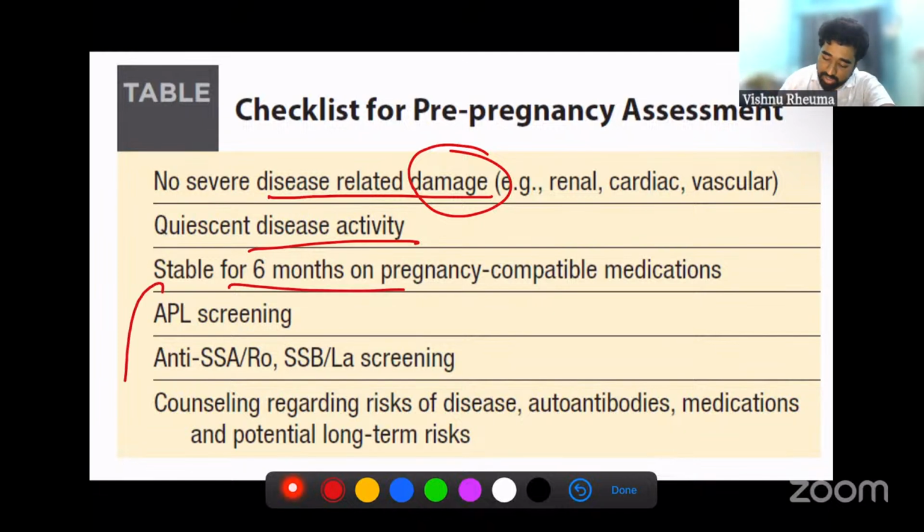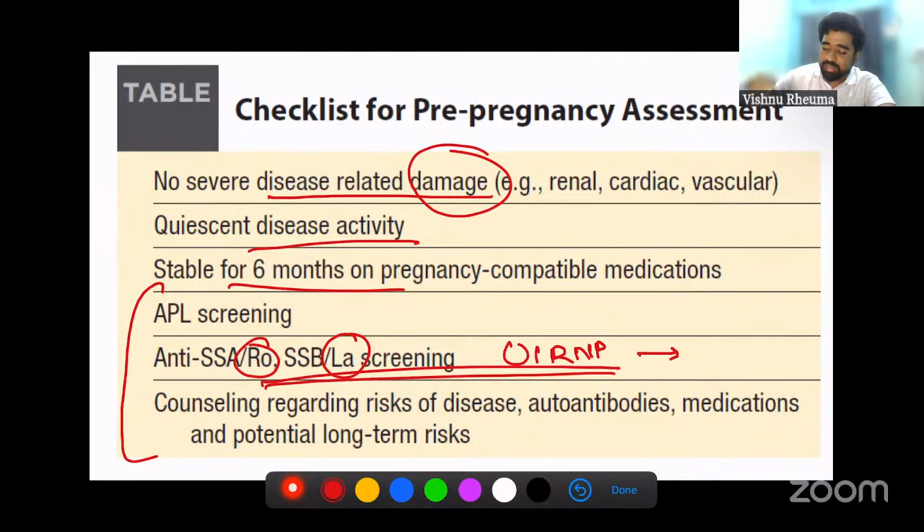Then when you come to your testing, you firstly test for disease activity markers like your CRP, your complements, dsDNA, all of that, and then you see what the autoantibody profile of the patient is. Especially you want to see ROLA and to some extent U1 RNP as well. So why do you want to see these? These are the three main ones. Especially ROLA are the main antibodies that lead to neonatal lupus. So neonatal lupus, how does it occur?